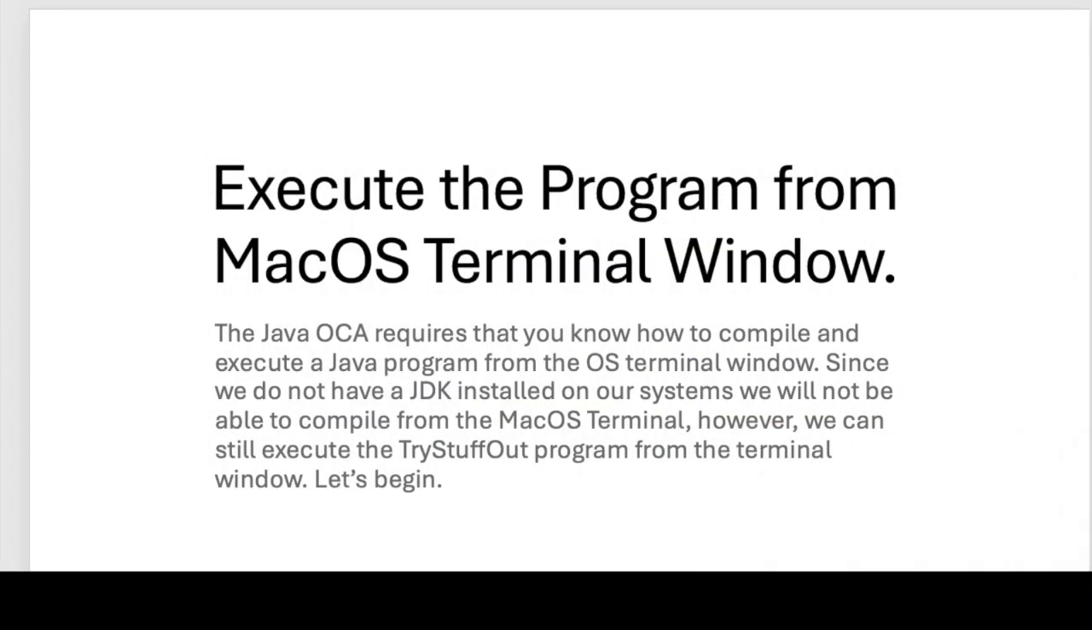So now that we've gone through executing the program we created in BlueJ using BlueJ, we want to do the same thing, but this time we want to do it through the Mac OS terminal. This is something that you need to have some knowledge of for the OCA exam. We will do what we can on our systems and explain the rest in this presentation. There are some things we won't be able to do though.